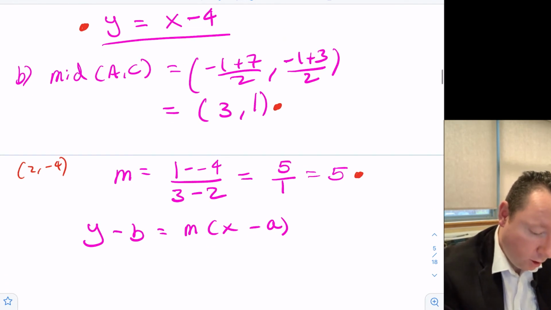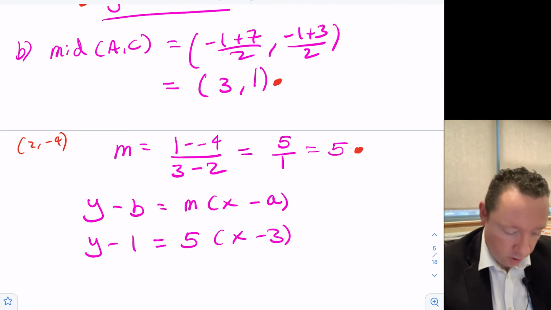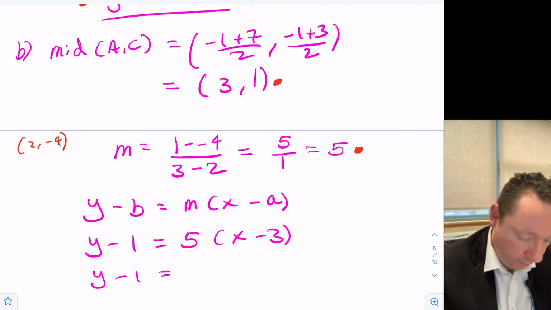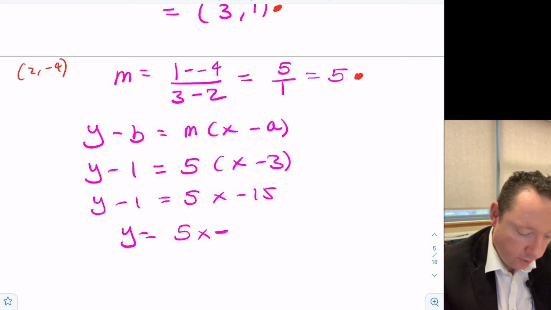Using any point you want, you can either use your midpoint or you can use C. I'll use the midpoint because it's all positive. y minus 1 is equal to 5 x minus 3. Rearranging that in the normal way, we get 5x minus 15, or y equals 5x minus 15 plus 1, which is minus 14, for our final mark.